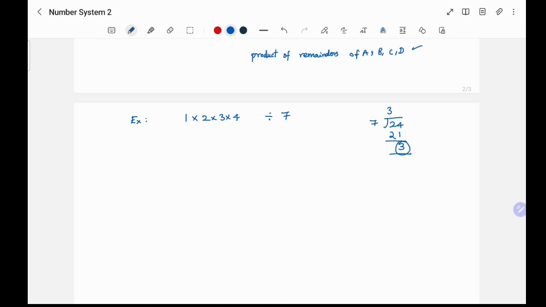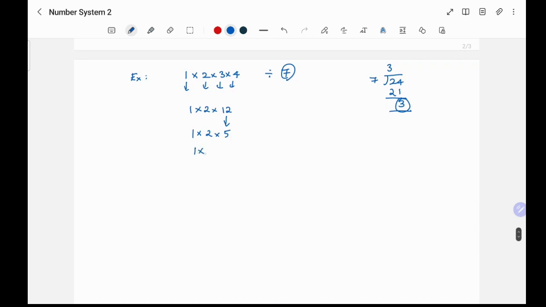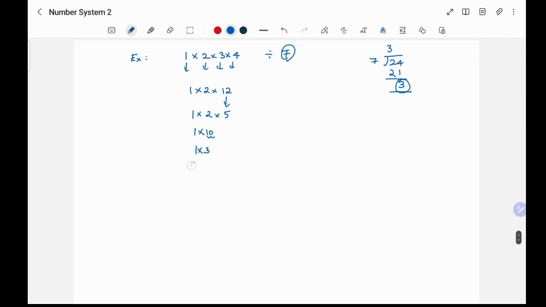Okay, this is the simple case, because this one you can't simplify, as the remainders of each individual number are the same as the numbers. So what I'll do is multiply 1 into 2 into 12. So 12 when divided by 7, the remainder will be 5. So 2 into 5 into 1, that is 10. Divided by 7 again, the remainder will be 3. So now the final answer will be 3. This is same as the one here.